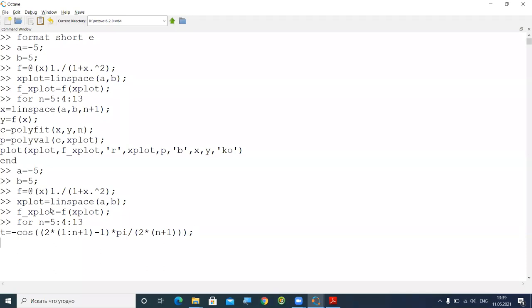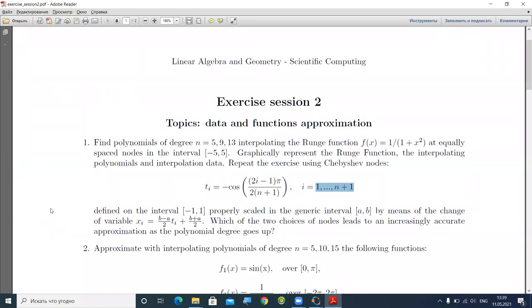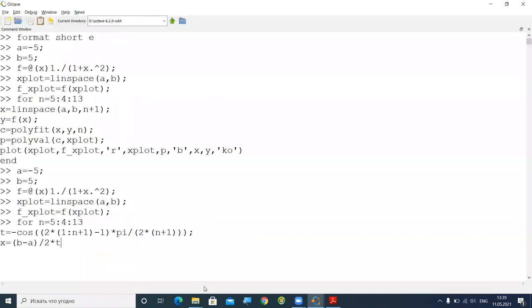So continue and give x here. x equals to b minus a over two times t, and now plus b plus a over two. Here you can see our x i, b minus a over two times t, and then plus b plus a over two. Okay, now continue, write, evaluate the function at these nodes now.